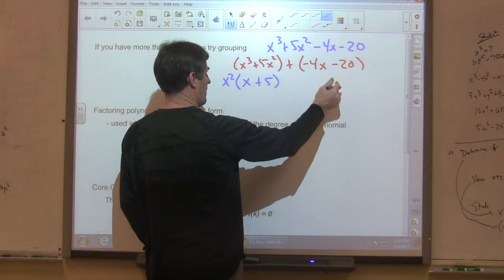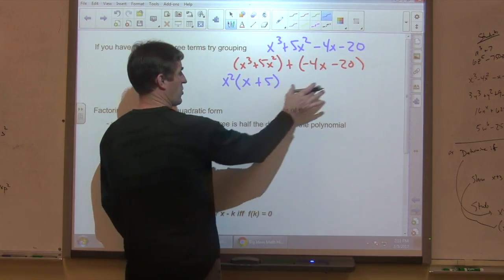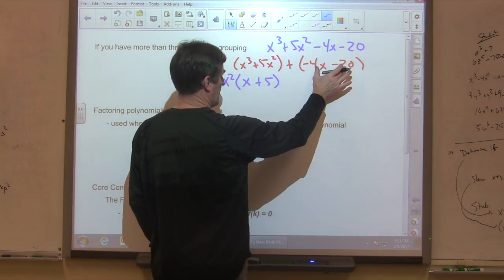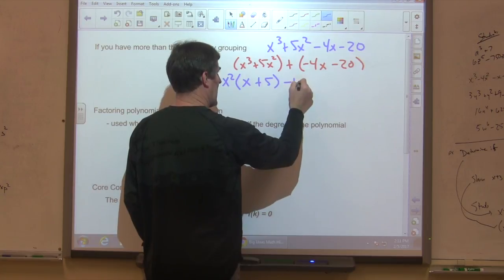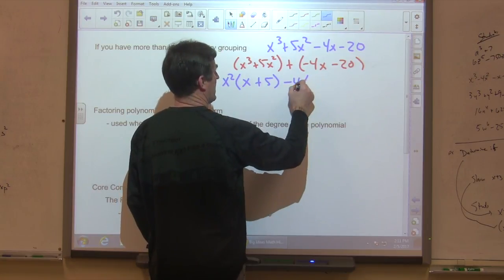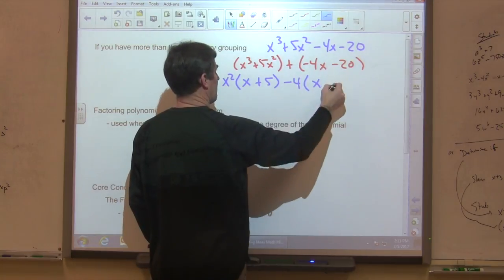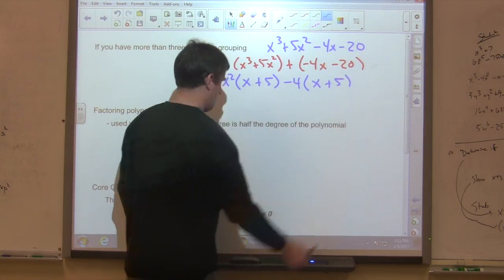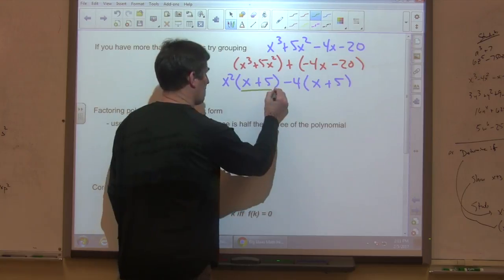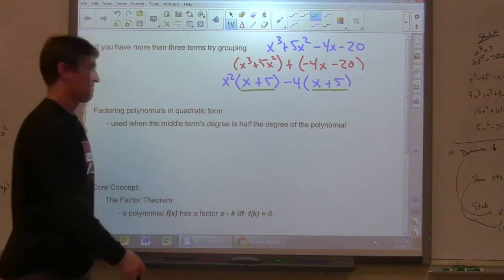Here I want this to end up to be the same as this. So I can pull a 4 out of both of these. Since they're both negative, I'm going to pull a negative 4 out. So I get negative 4 to get to negative 4x would just be plus x. And negative 4 to get to negative 20 would be a plus 5. And so you can see that this factor is the same as this.